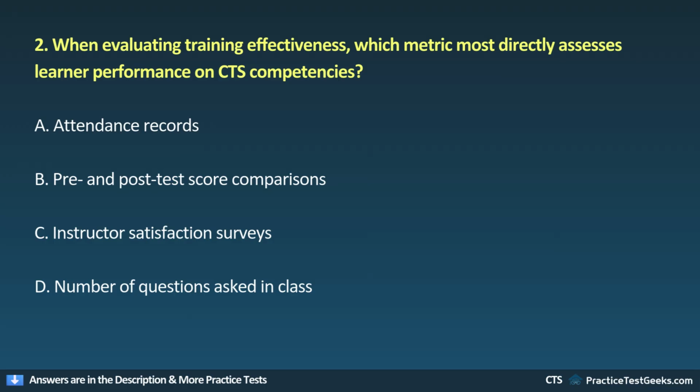2. When evaluating training effectiveness, which metric most directly assesses learner performance on CTS competencies? A. Attendance records. B. Pre- and post-test score comparisons. C. Instructor satisfaction surveys. D. Number of questions asked in class.